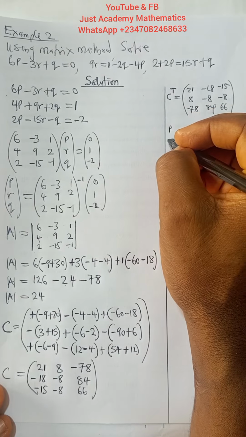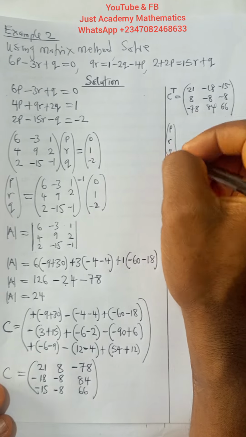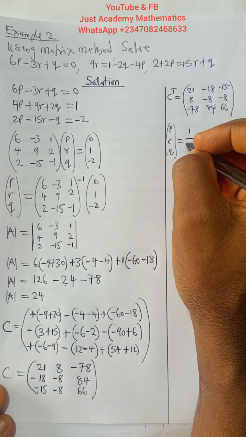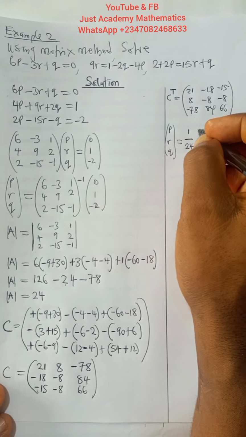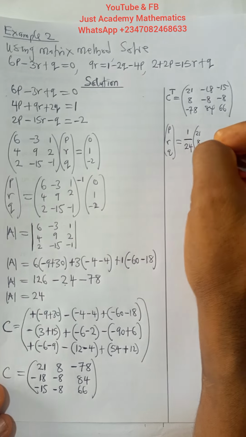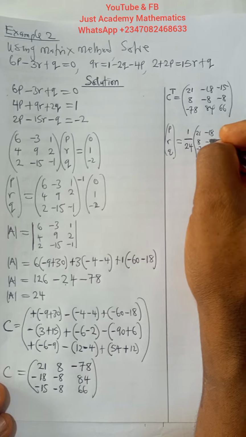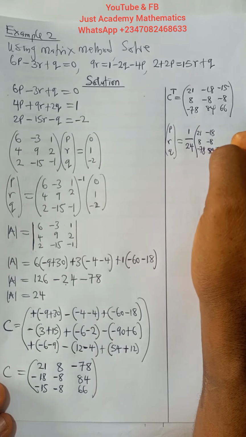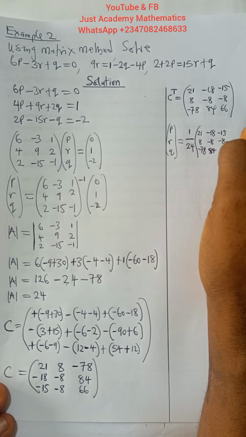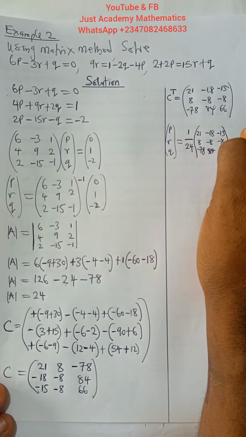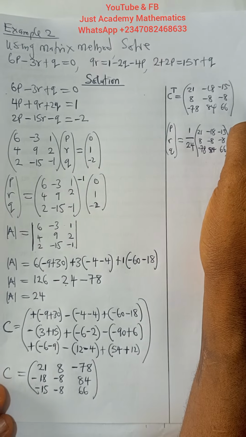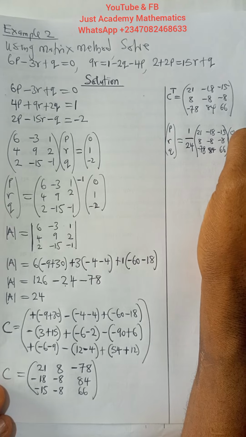PRQ rather is now equal to 1 over the determinant. What is the determinant? 24, times the matrix 21, 8, minus 78, minus 18, minus 8, 84, then minus 15, minus 8, 66. All this times what? Times the constant, which is what? 0, 1, minus 2.